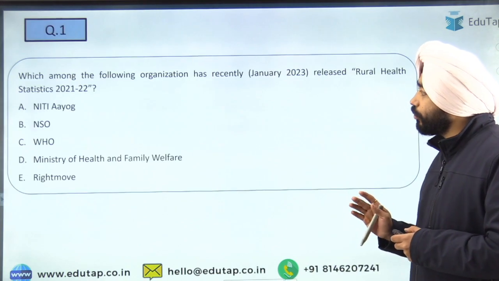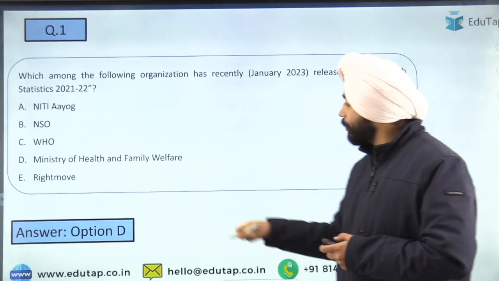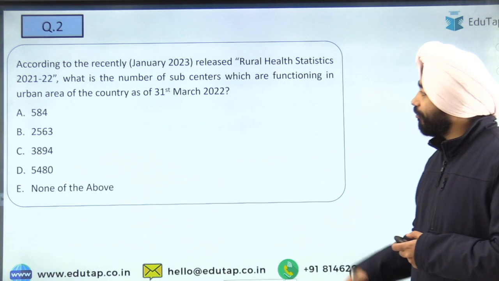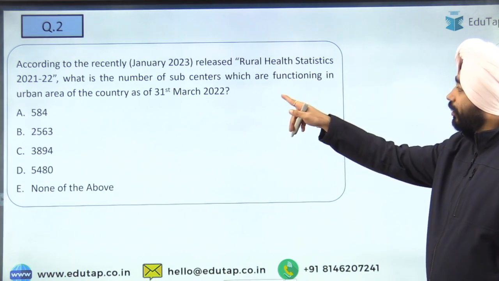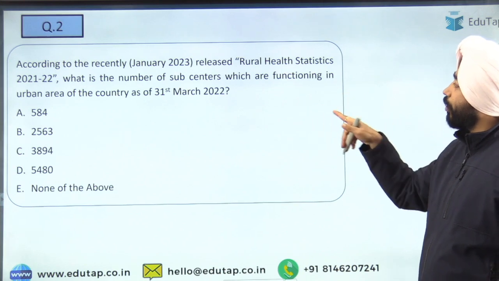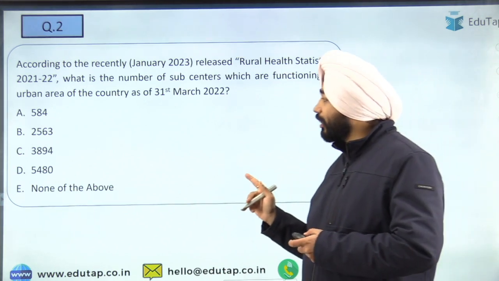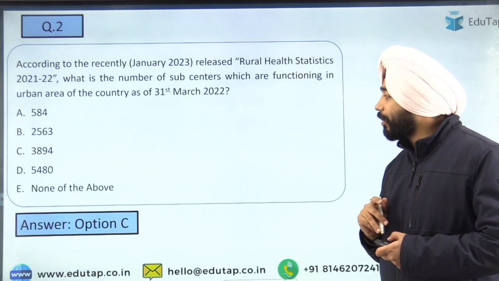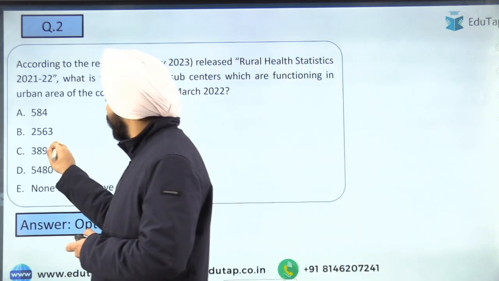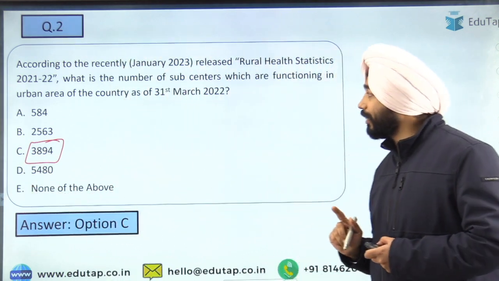Let's talk about the MCQs now. The first question is, who has released the report? It is released by the Ministry of Health and Family Welfare. Next, we have discussed this thing. According to the recently released Rural Health Statistics report, what is the number of sub-centers which are functioning in urban India? So here guys, the question is asking about urban India. It is 3,894 sub-centers that are working in urban India.